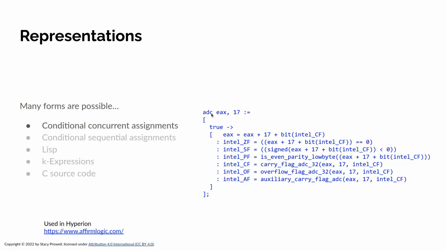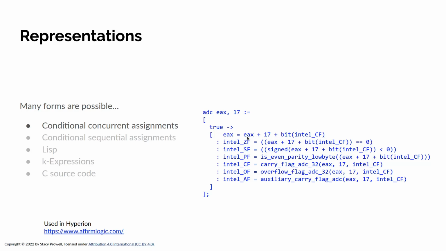Here's my add with carry, EAX and 17, and it tells me these are the semantics for it. It's conditional concurrent assignment. So it gives me a condition, and the condition right here is always, right? This is what it always does. And here is the concurrent assignment. So EAX is going to get EAX plus 17 plus the Intel carry flag represented as a bit. So that's what it does, and that's what we expect add with carry to do.